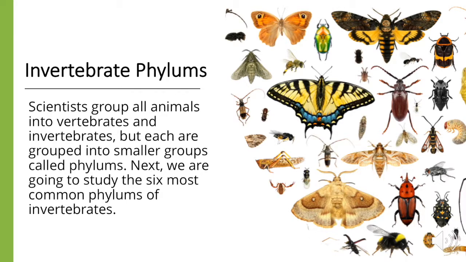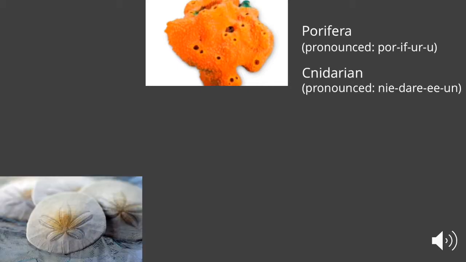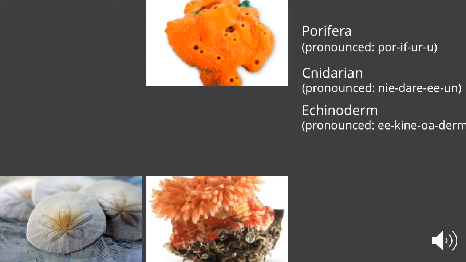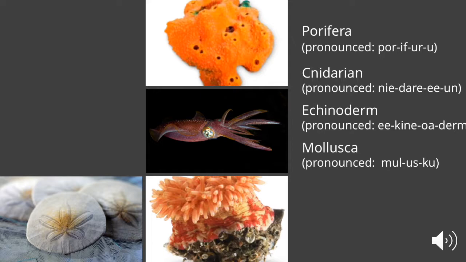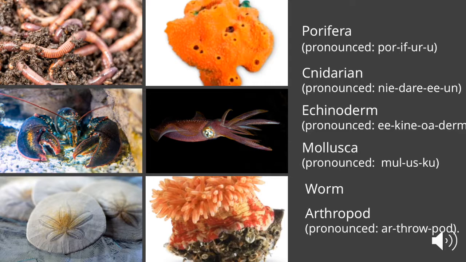Well, scientists do the same thing with animals, and we're going to study some of the subcategories called phylums. I know that's a really tough word, phylums, but that's the word that they use to categorize different groups of invertebrate animals. And we're going to study the 6 most common ones, okay? The first one that we're going to talk about is one called the porifera invertebrate. And then we're going to study the cnidarian invertebrates. And then the echinoderm. And then the mollusca invertebrates. And the worm invertebrates that you probably are familiar with already. And then the arthropods.